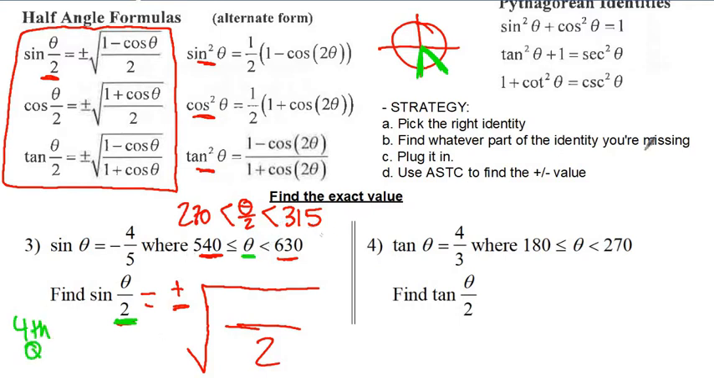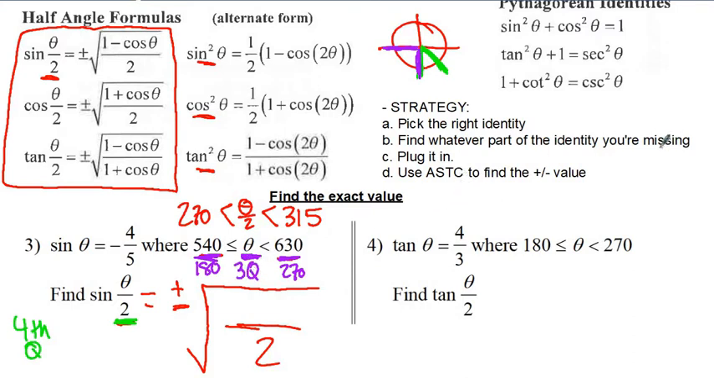Theta is between 540 and 630. So I'm going to show you where that is. Theta is right here. 540, if we subtract 360 from that, we would get 180. If we subtract 360 from this, we would get 270. So in purple, I'm going to mark where theta is. Okay, theta is in this quadrant, and that's quadrant 3. 3Q stands for third quadrant.